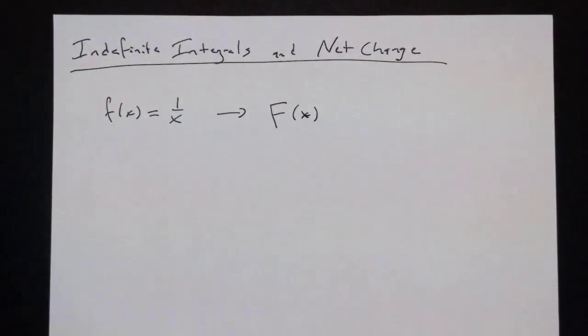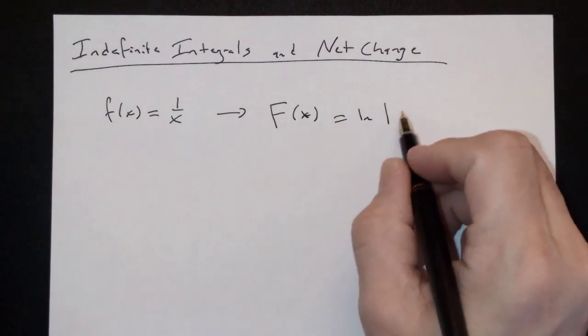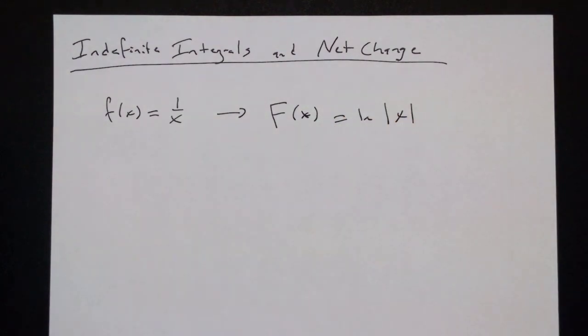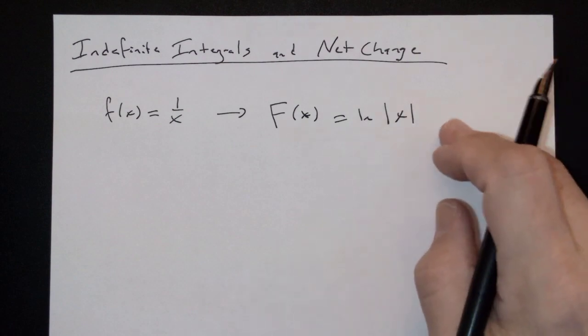What is the antiderivative of 1 over x? The natural log of the absolute value of x. But wait, there's more.